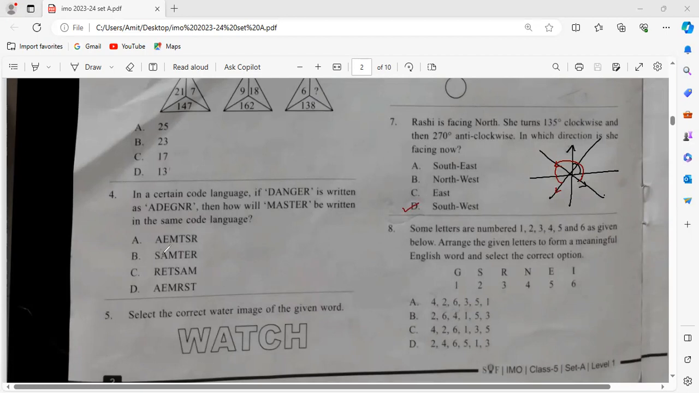Let's go to question number 8. Some letters are numbered 1, 2, 3, 4, 5, 6 as given below. Arrange the given letters to form a meaningful word. So what would be this word? If you see these letters G, S, R, N, E, I, the word is singer. S-I-N-G-E-R. So S stands for 2, I stands for 6, N stands for 4. So the only option which is 2, 6, 4 is option B. So my answer is option B. Let's move on.